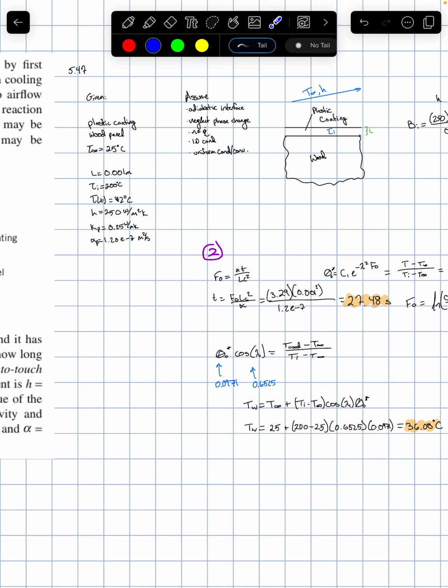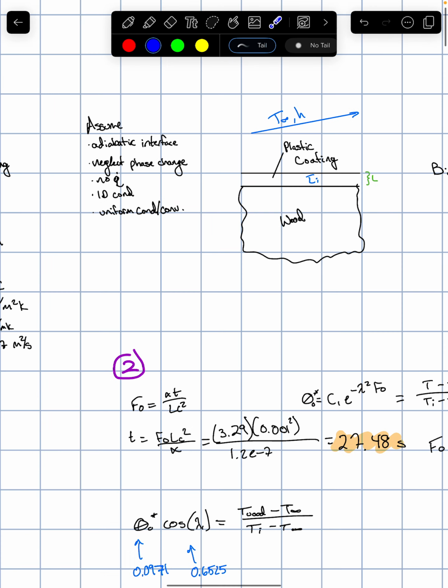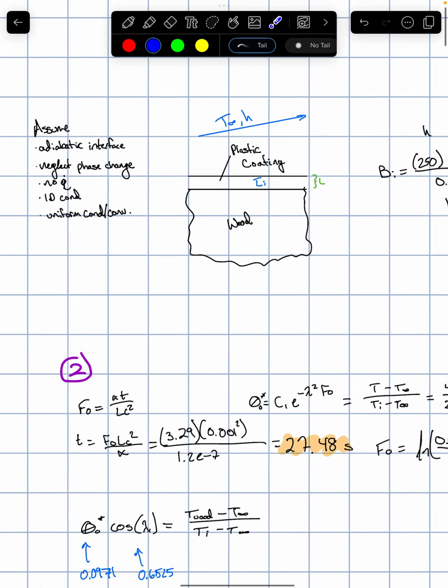So just running through important aspects of that are the starting temperature, or the ambient temperature, starting temperature, and target temperature. The parameters given of the material itself, and the geometric qualities like length. So for our assumptions, we have the adiabatic interface. We're going to neglect the phase change and any thermal math related to that. No generated heat, 1D conduction, and we're going to do uniform conduction and/or convection, with it sketched out again there.